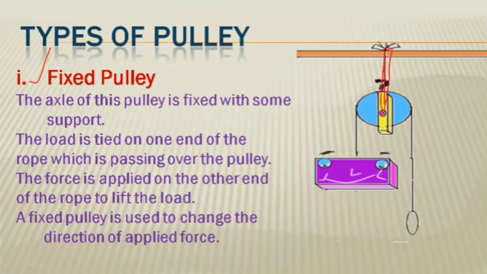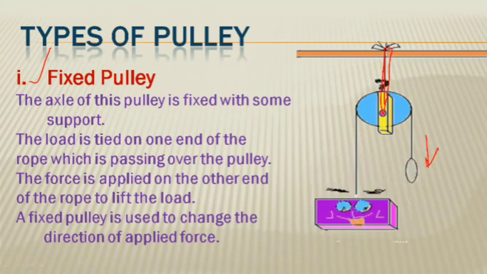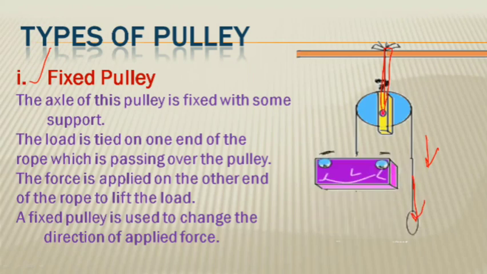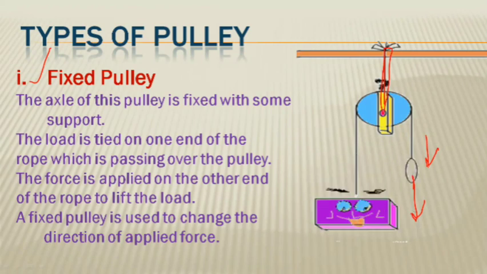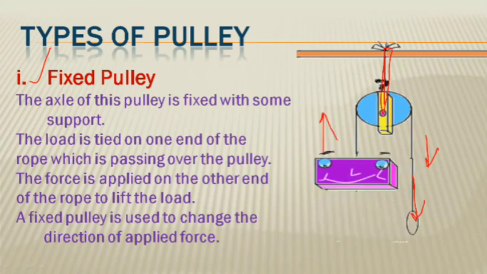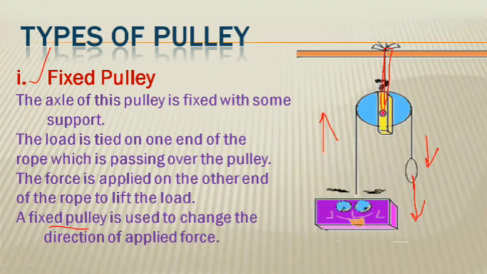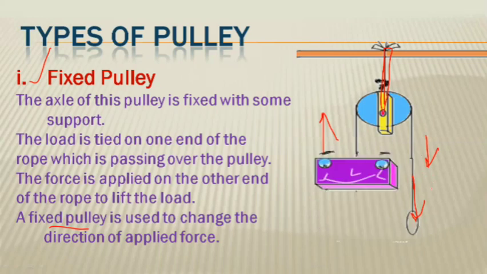So when we pull this downward, like from here we put the hand and pull downward, the load will move upward. It means we apply the force downward, so the load moves upward. This is downward, this is upward, so it means a fixed pulley is used to change the direction of the applied force. The pulley is not moving because it is fixed; just the thread is moving over it.